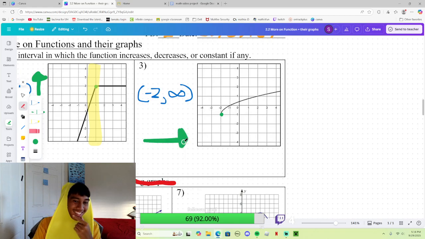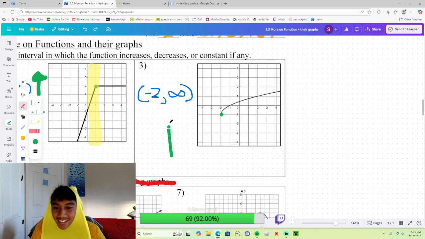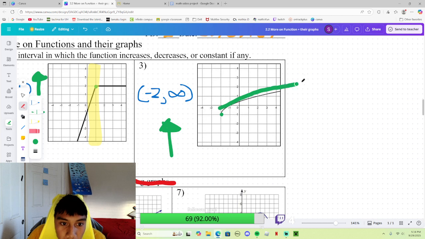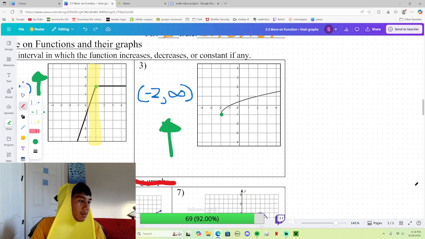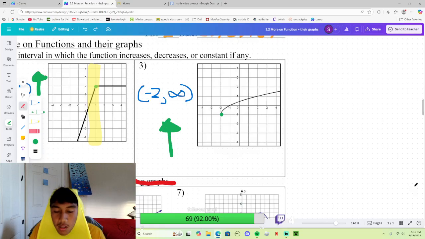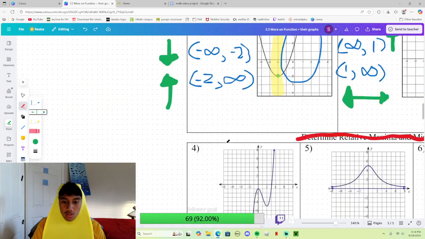is it constant? No. It's actually increasing, because it ever so slightly goes up. And it's going to keep going up. You know what I mean? Like my money. On to the next three problems.